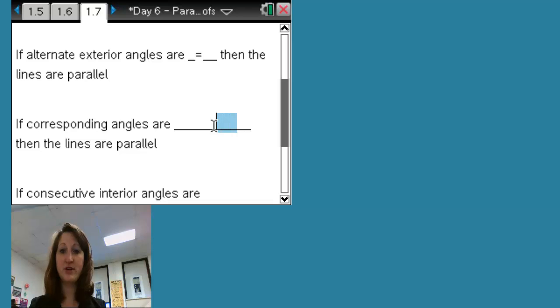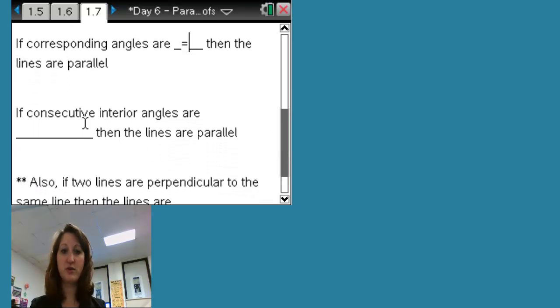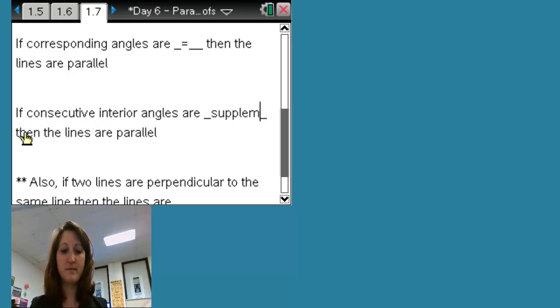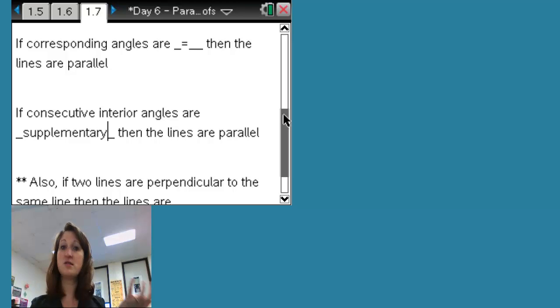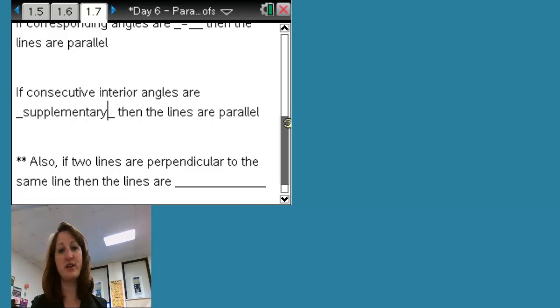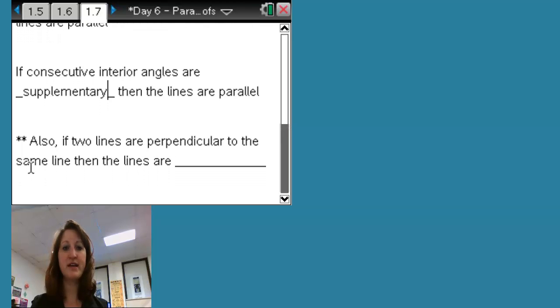If corresponding angles are equal, then the lines are parallel, and if co-interior or consecutive interior angles are supplementary, then the lines are parallel. So if you can show that you have alternate interior angles that are equal, that proves that the lines are parallel. And again, also if two lines are perpendicular to the same line, then the lines are parallel.